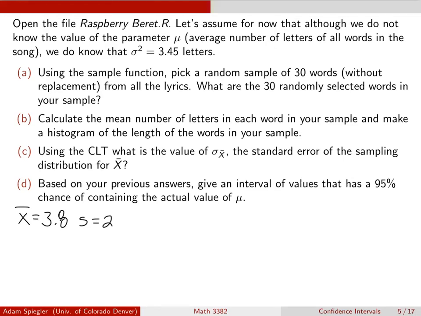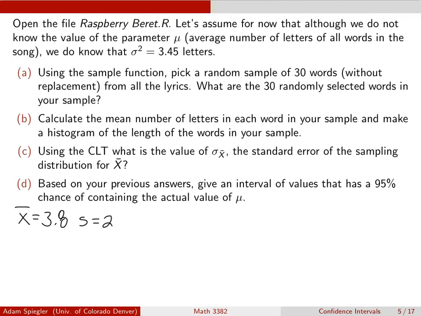Okay, so let's flip back to our slide, and we're in about part C. So we just calculated the mean and sample standard deviation over here. So we had a mean of our sample was 3.8 letters, and the standard deviation of our sample was 2 letters. And now in part C, we want to use the central limit theorem to calculate the standard error for the sampling distribution for the sample mean.